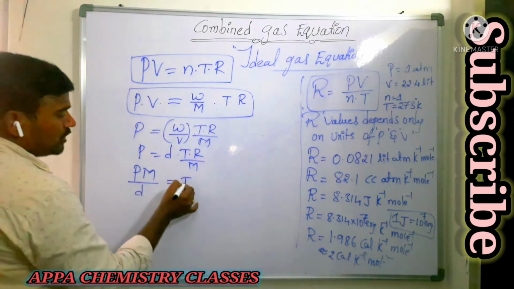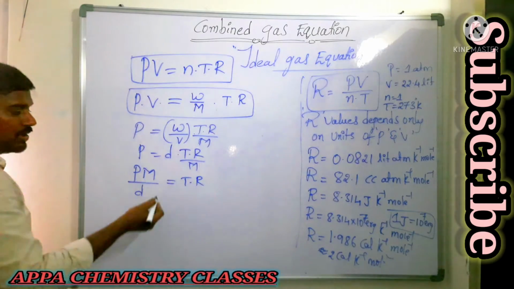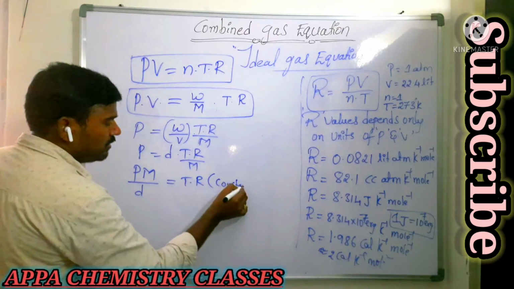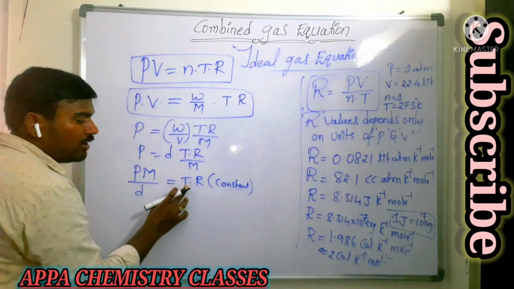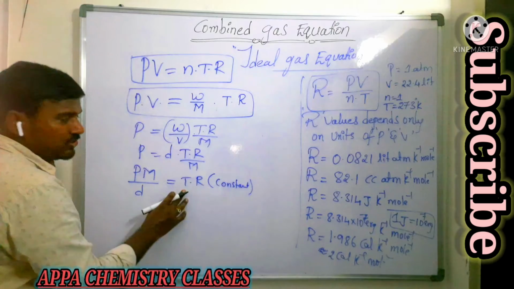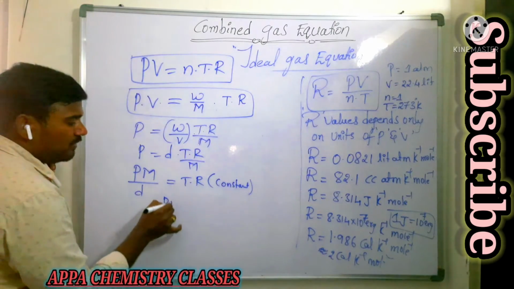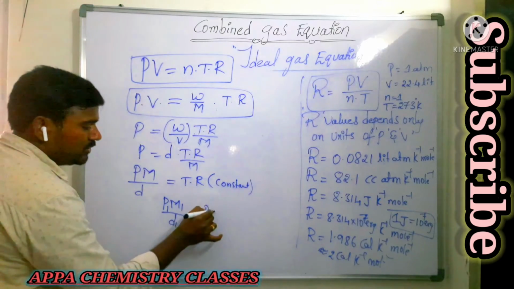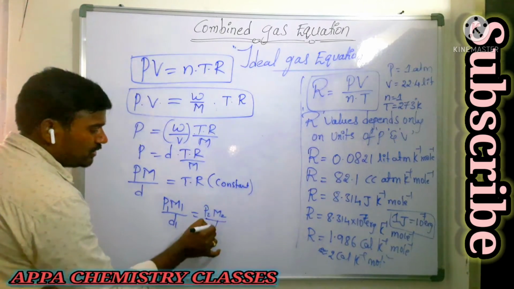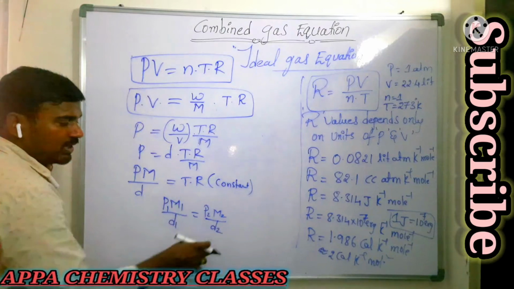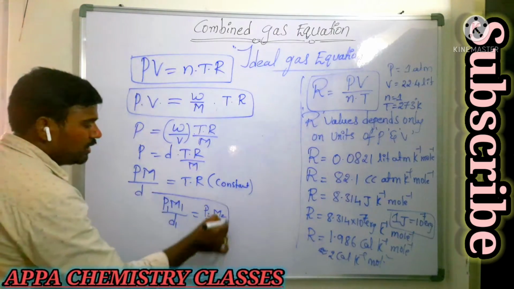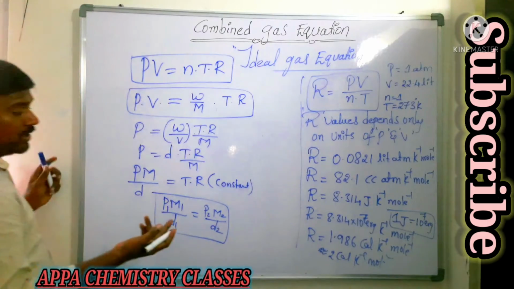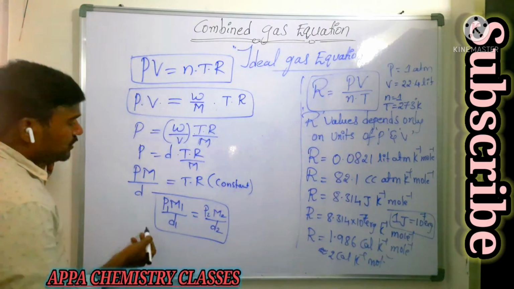So at constant temperature, the whole value becomes constant. Is it or not? The whole value becomes constant when the temperature is constant. So then the formula will be P1 M1 by D1 is equal to P2 M2 by D2. It is the first gas and second gas. Both are constant and both are equalized. Is that clear?